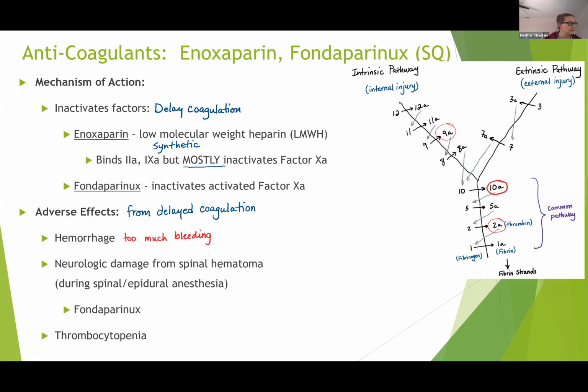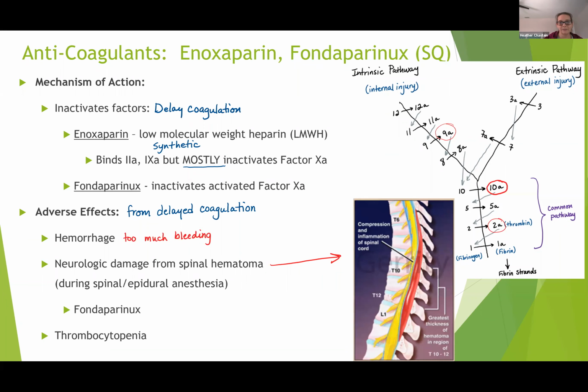So neurologic damage from spinal hematomas. A spinal hematoma is bleeding within the vertebral canal, okay? It'd be like just like that, blood right there, okay? So it causes compression and inflammation of the spinal cord because blood is in there where it's a very finite amount of space.